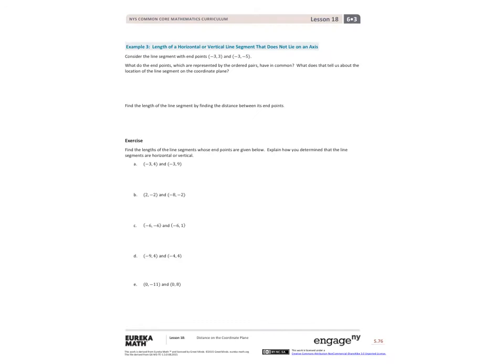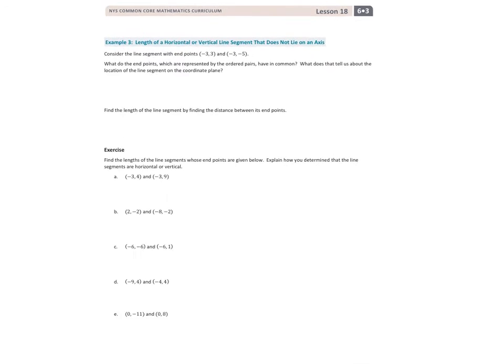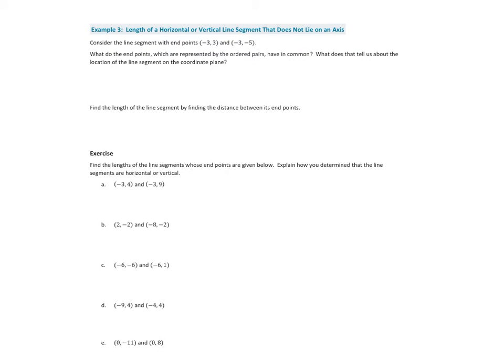So, okay, let's go to the next page. Now we're on example 3. The length of a horizontal or vertical line segment that does not lie on an axis. So it's not going to be on the X, it's not going to be on the Y. Consider the line segment with endpoints. I just do a little drawing. If you've got graph paper, you could do that too.